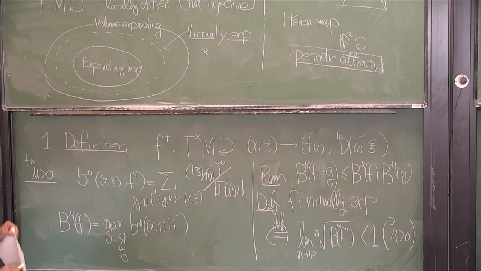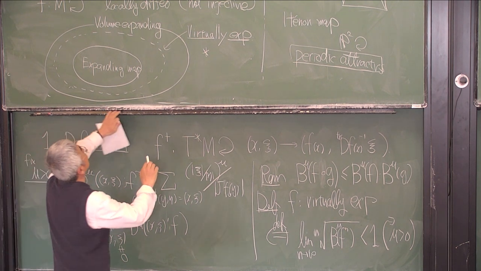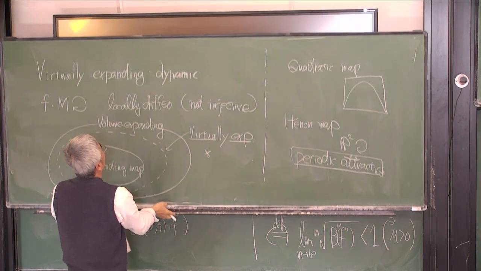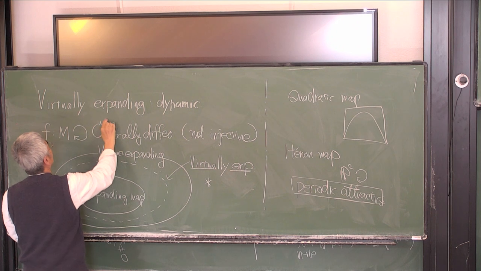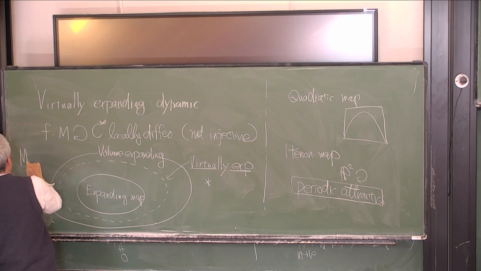Okay, so is everything clear? But M is supposed to be a compact manifold? Yes. M is compact, and this is C infinity, and M is a manifold.